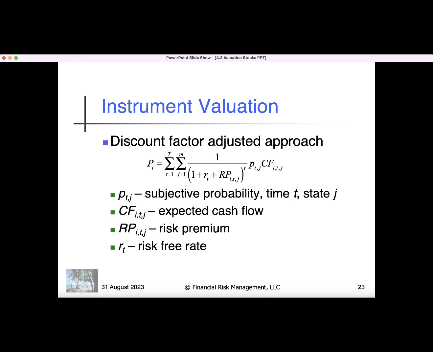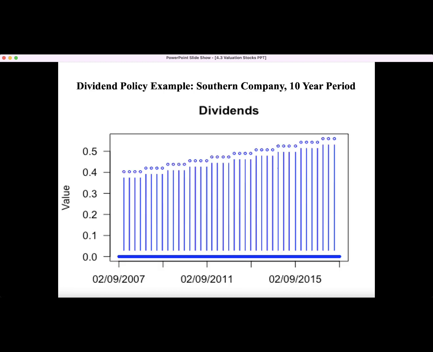So generically, if you recall, the discount factor adjusted approach to valuation is simply taking the present value of some probability times the cash flow. We're going to sum across all the potential states at a point in time, and then we're going to sum across all the particular points in time. Generally with stocks, we assume an infinite time frame, and so we need to simplify this model a bit in order to do any kind of analysis.